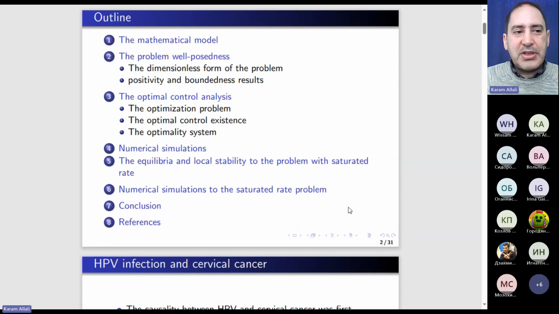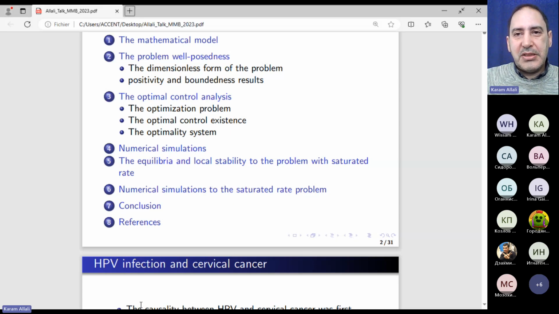Next, I will try to give the optimal control analysis of the problem. First, I will give the optimization formulation of the problem. Next, I will give the results concerning the existence of the optimal control. Then I will give the optimality system. The numerical simulation will be given, and after that, I will give some numerical simulation.